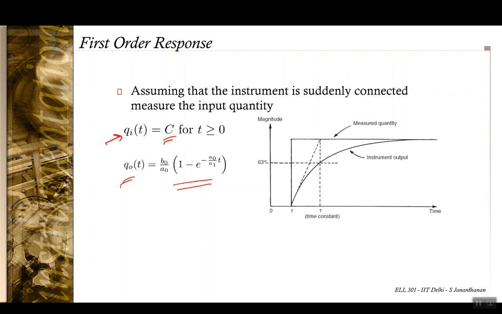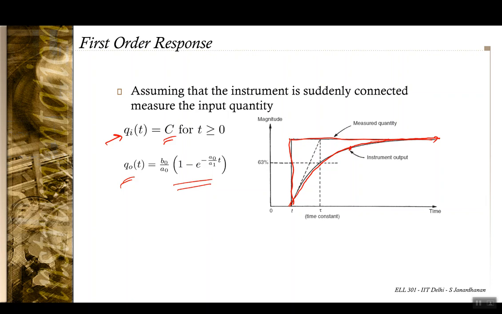If you draw, you would get a graph that looks like this. The measured quantity is a step signal because there is a sudden connection. However, the instrument responds along this line. So it is clear that you have to wait for some time for the instrument to respond, or to give a reading that closely matches the actual measured quantity.